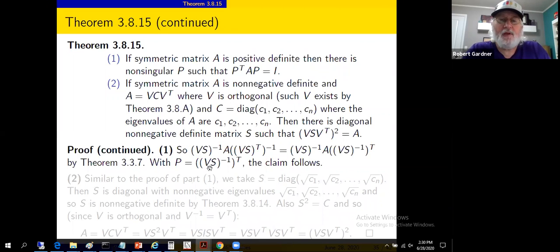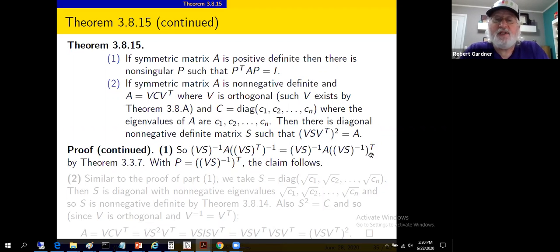All right, consider VS inverse times A times VS transpose inverse. Remember, I just said we could write A as VS times VS transpose. And here we've multiplied by a VS inverse on the left and a VS transpose inverse on the right. So were we to do this, we get the identity out. Or if we can show this equals the identity, then we're good. So VS inverse times A times VS transpose inverse. All right, let's see.